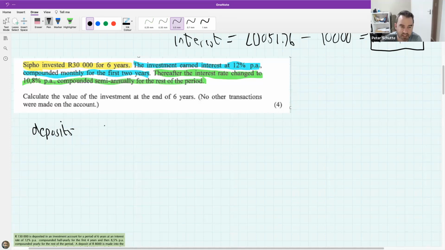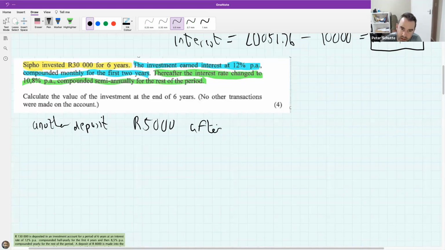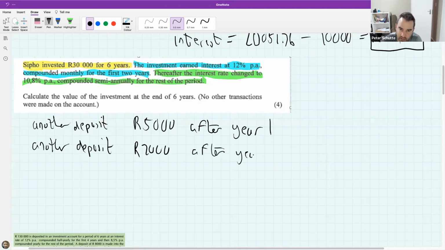But I'm going to spice it up. I'm going to say there was another deposit. I'm giving you remix questions here. Another deposit of 5,000 Rand. And we shall say after year 1, and another deposit of 2,000 Rand after year 5.